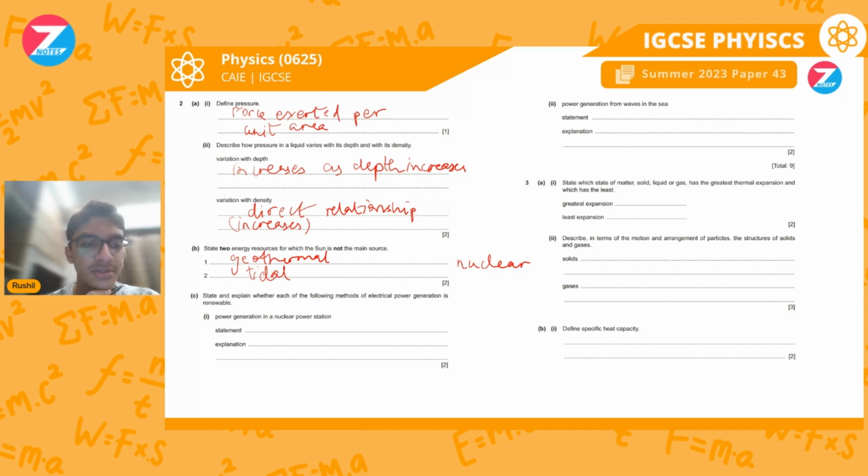C asks us to state and explain whether each of the following methods of electrical power generation is renewable. Power generation in a nuclear power station. Now, of course, this is not renewable, because it's a fuel which gets used up. So as we use it, it doesn't automatically get replaced. We have to use up our stores of uranium, etc. Part 2 asks us about wave power. Now, wave power is renewable because the waves will automatically get replaced each second as we use the waves to produce energy.